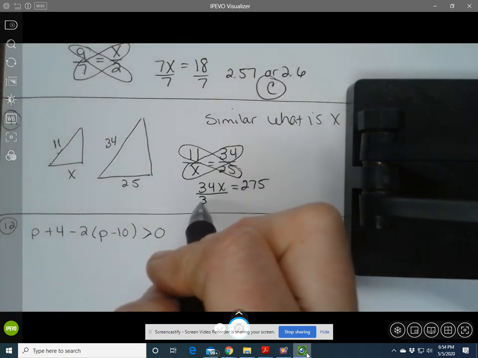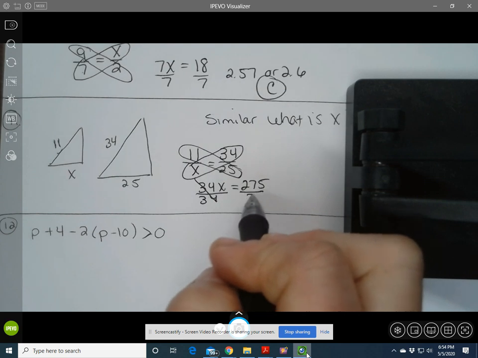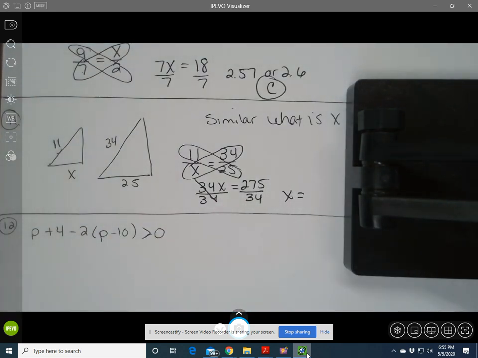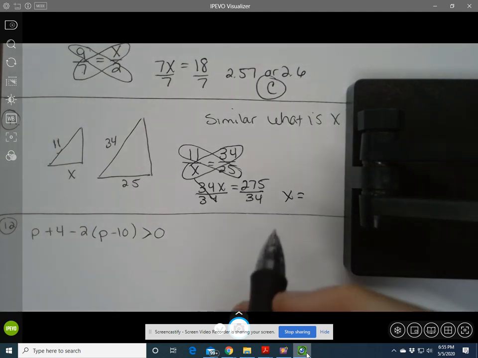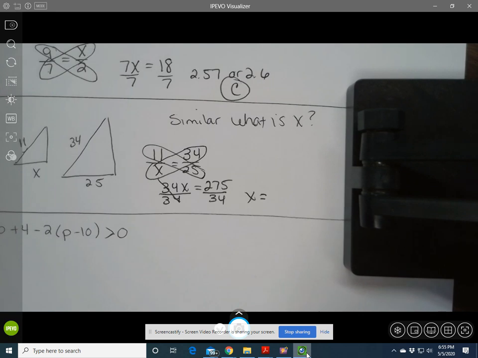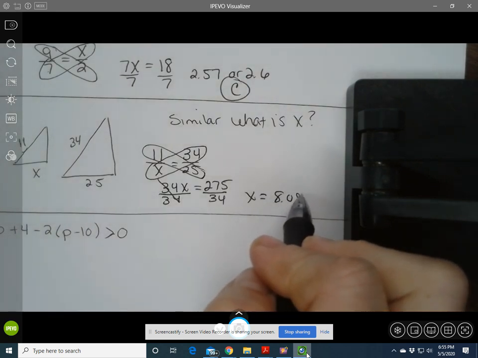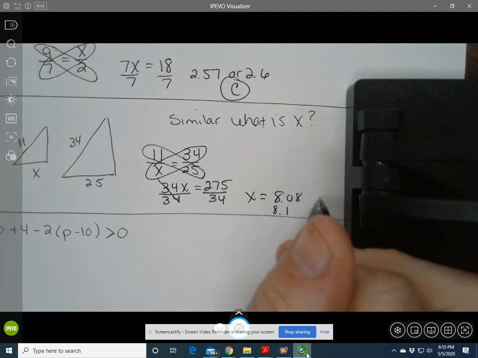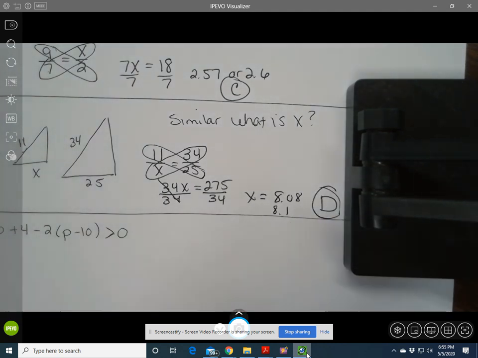Again, you're going to divide by 34, so that means x equals 275 divided by 34, which is 8.08. And that also rounds to 8.1, and that is the answer of D.